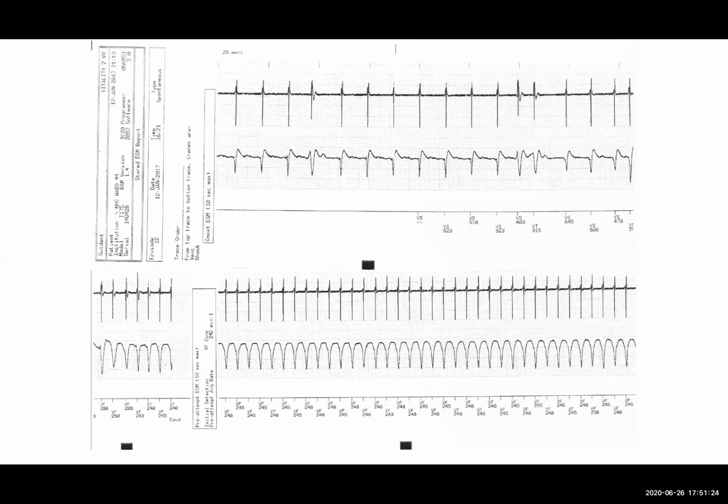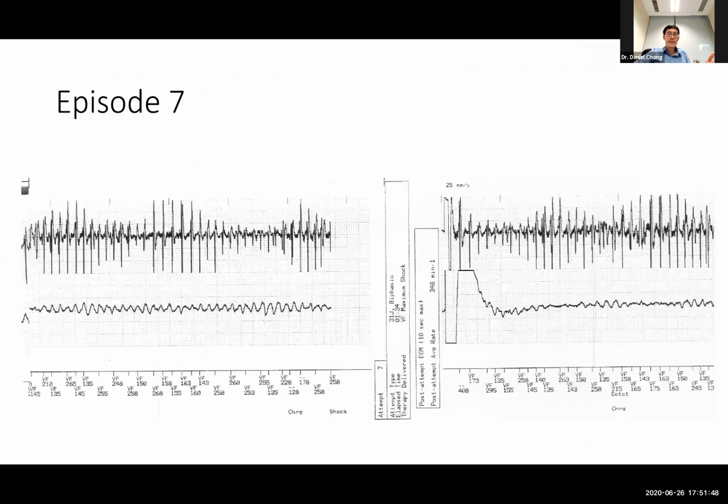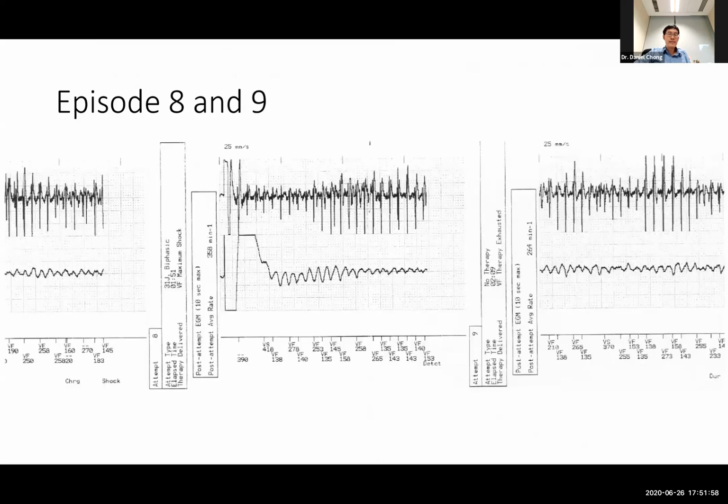So this is a patient of mine who is fairly young, only in his 20s, and he has dilated cardiomyopathy and a single lead ICD. So this is a single chamber ICD, and you can see that he has tachyarrhythmia that degenerates into this one, and he gets the therapy. This is episode 7, a very scary looking single lead ICD. Episode 8, episode 9.